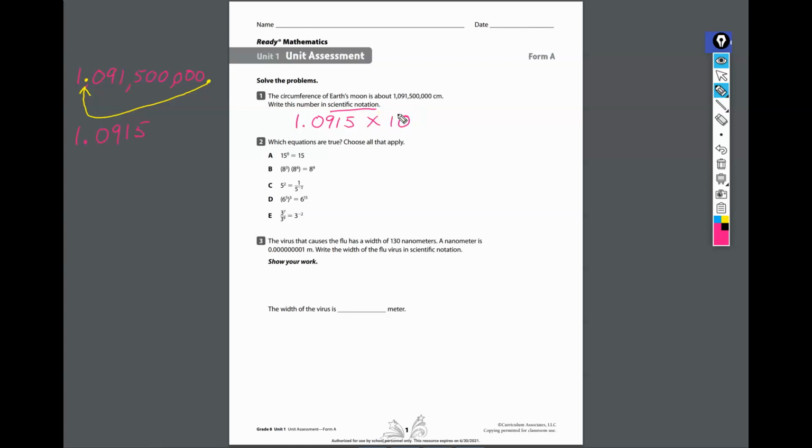How many places I moved it is going to be times 10. So let's count. 1, 2, 3, 4, 5, 6, 7, 8, 9. 9 times. And that's going to be a positive 9. What helps me to remember is that was a really big number, so it's going to give me a positive exponent. And of course, that's in centimeters.